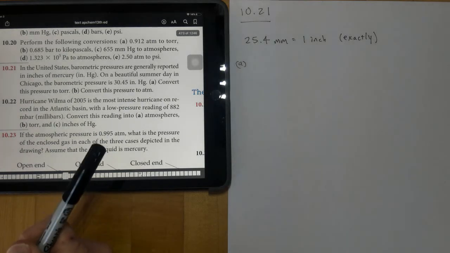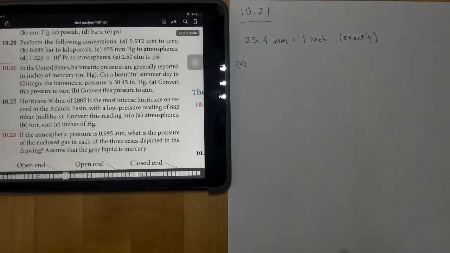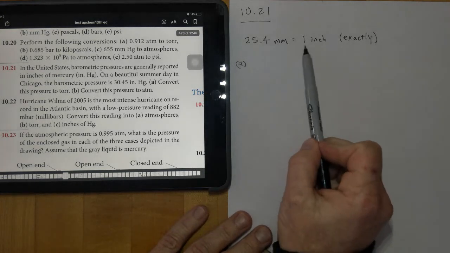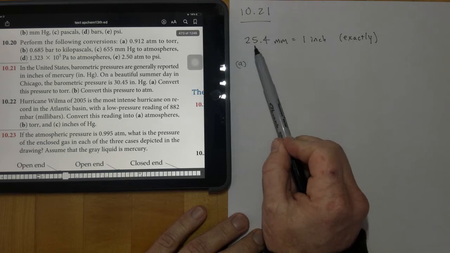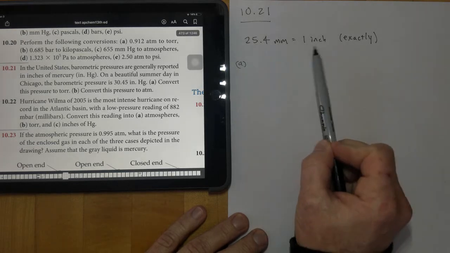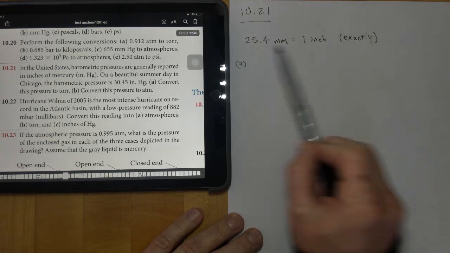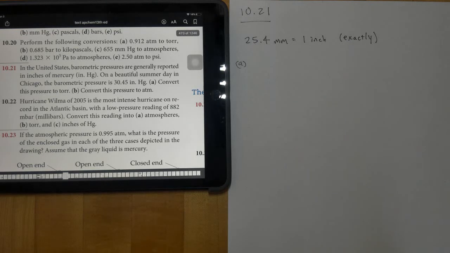So the first thing that you need to know is the relationship between inches and millimeters. There are 2.54 centimeters in an inch, which means there are 25.4 millimeters in an inch. And this is exact, so this is an infinite number of significant digits for each one of those measurements.